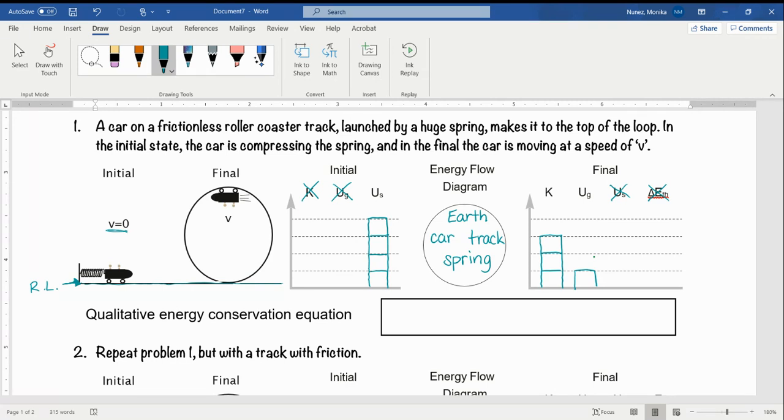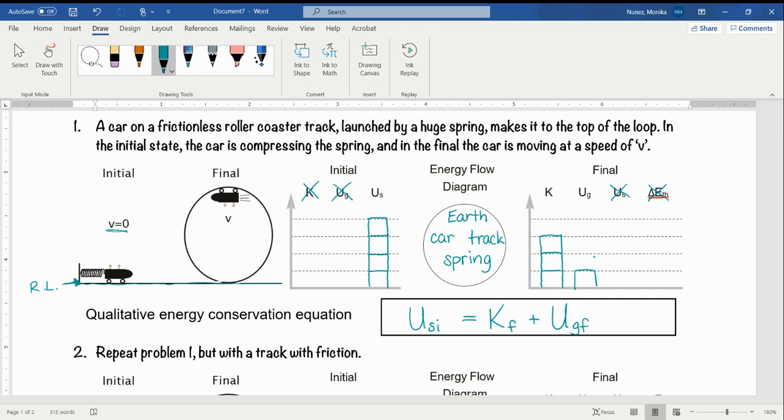In my qualitative energy conservation equation, I'm just going to follow along and write an equation based on my bar chart here. So I have the initial elastic potential energy is equal to the final kinetic energy plus the final gravitational potential energy. In future problems, we'll then go one step further and actually do the math using that equation, but for now we're going to stop there. Writing that equation is a part of doing an LOL diagram. So make sure if you're ever asked to do an LOL diagram that you include that equation in your diagram.